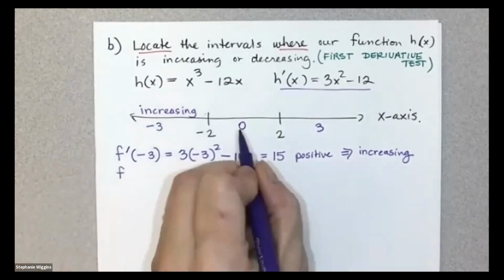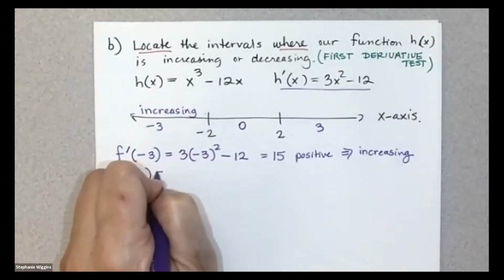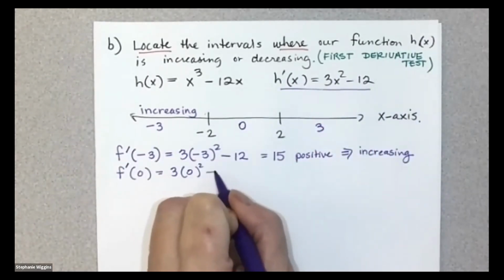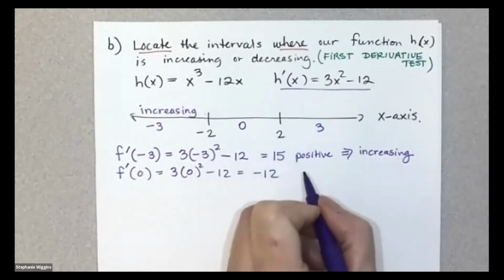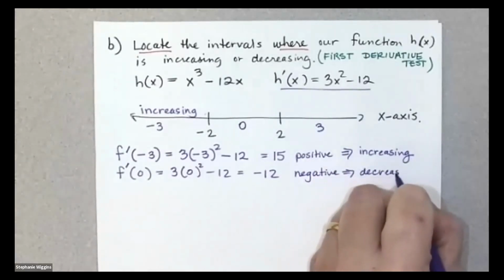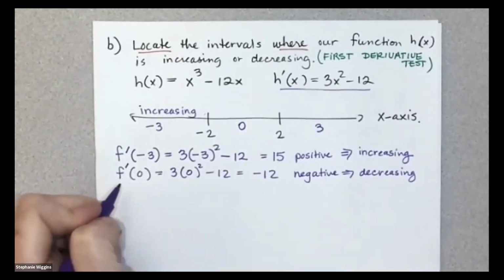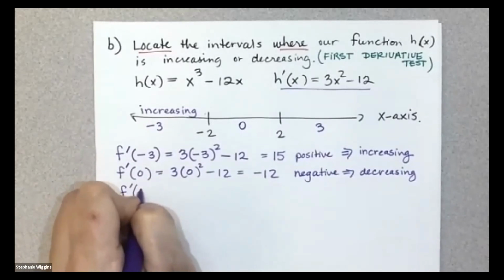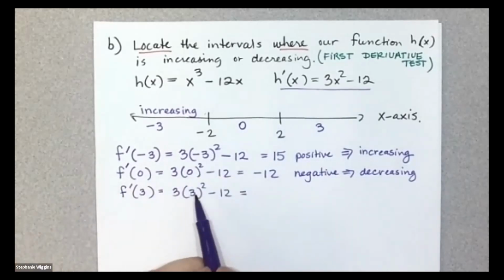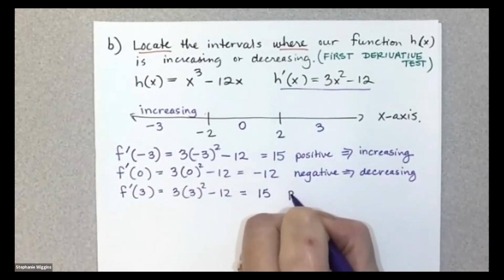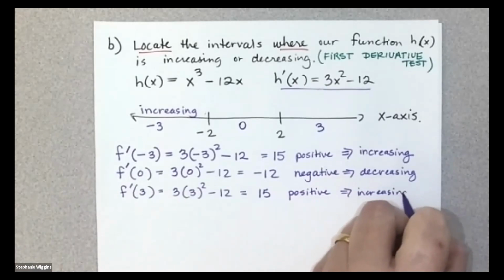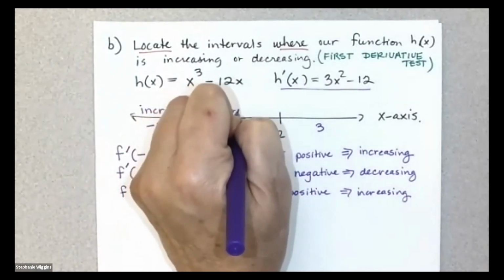Next interval, we're going to take our 0 value, and we get 3 times 0 minus 12. That's negative, so it's decreasing. And then finally, we're going to do our last point from the third interval. And we have 27 minus 12, which is 15. So it's positive, so it's increasing. And I'm just going to write those in on my interval to show where.